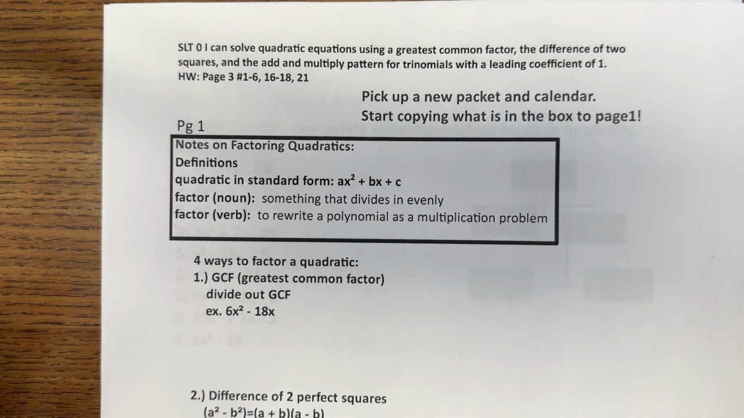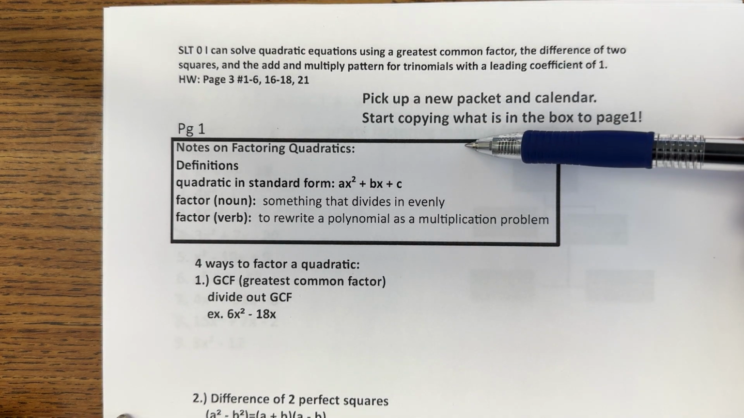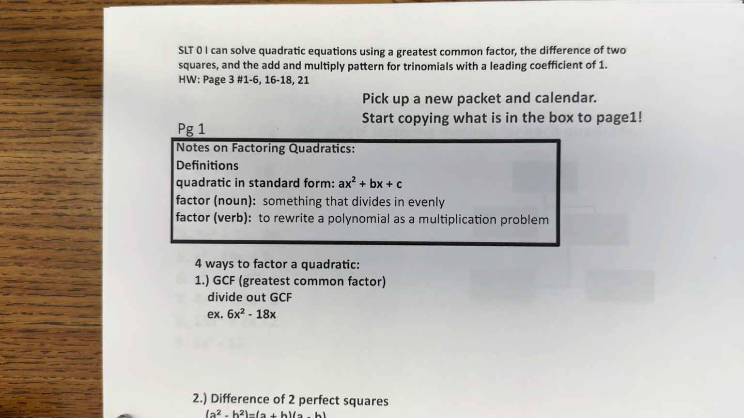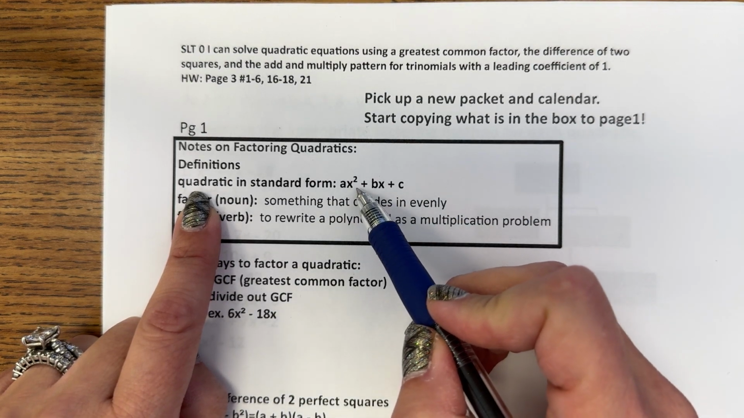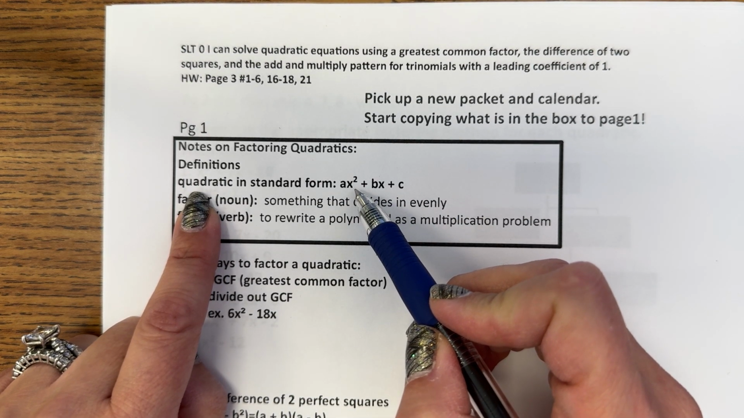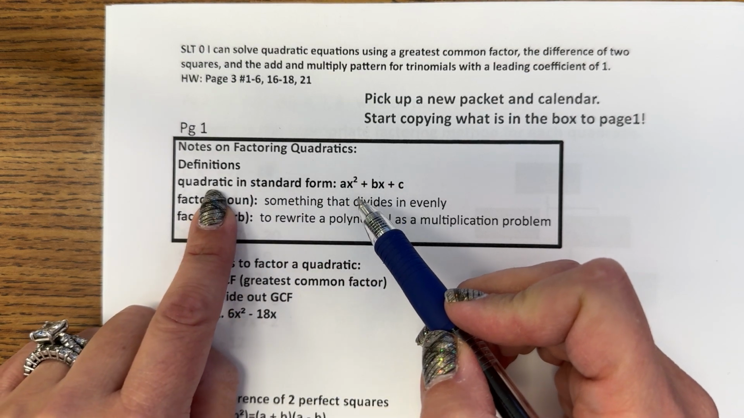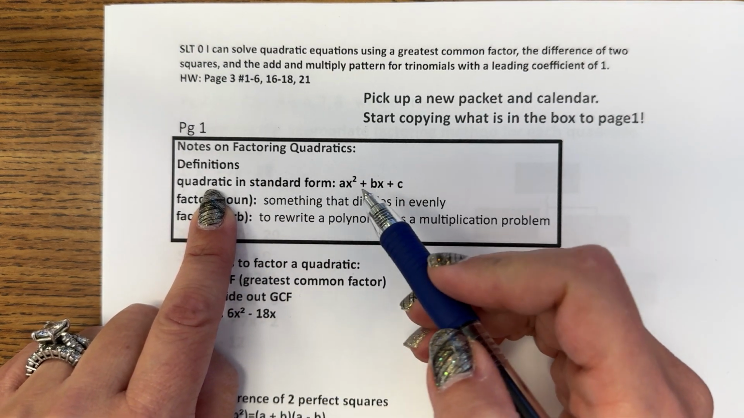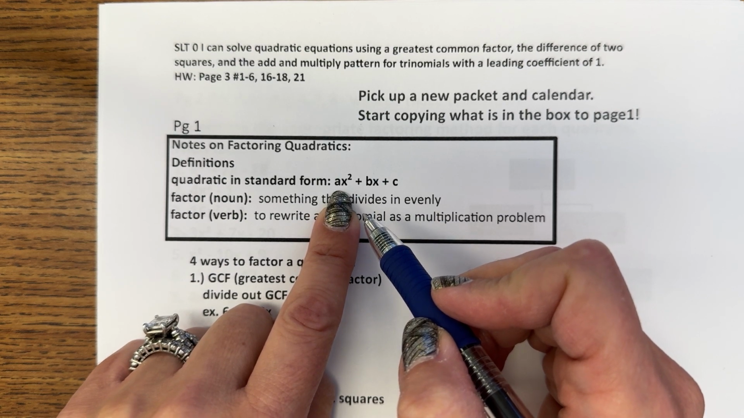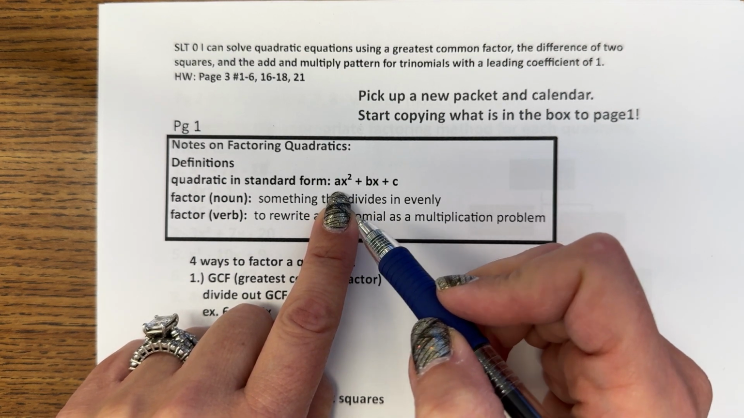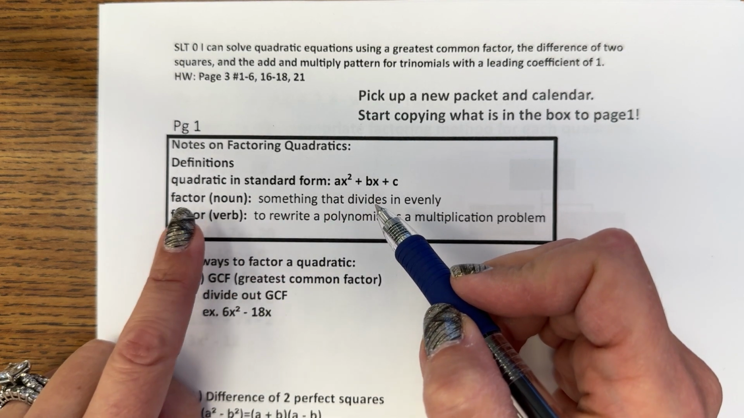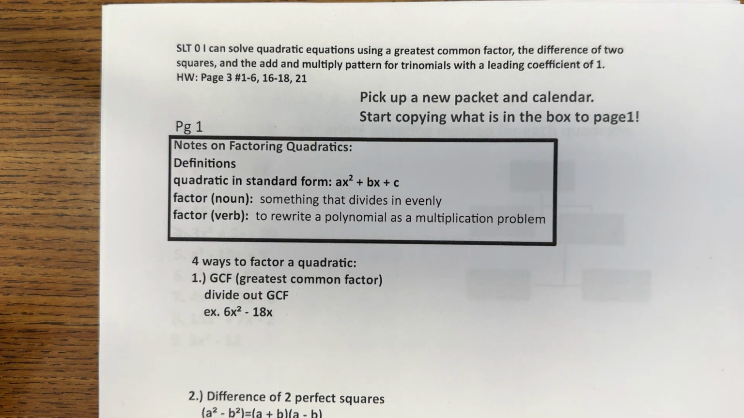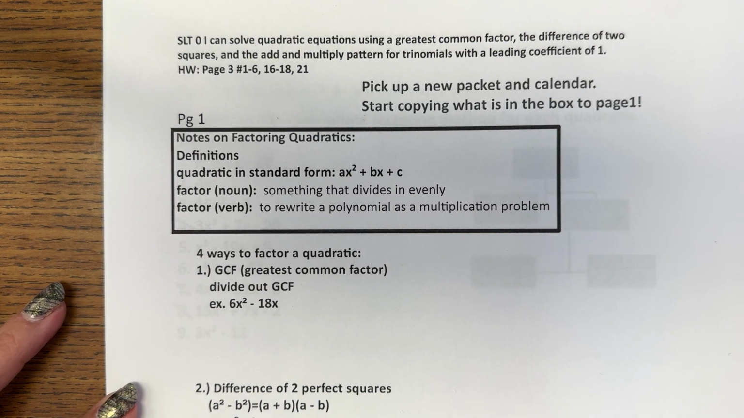On page 1, it's completely blank. I want you to pause the video and write down what you see in the box. So quadratics in standard form, quadratics are polynomials that have the highest power is 2. So x squared makes an equation a quadratic. In standard form, we have a number x squared, so a stands for any number, ax squared plus bx plus c. Factor as a noun, as an object, is something that divides evenly.